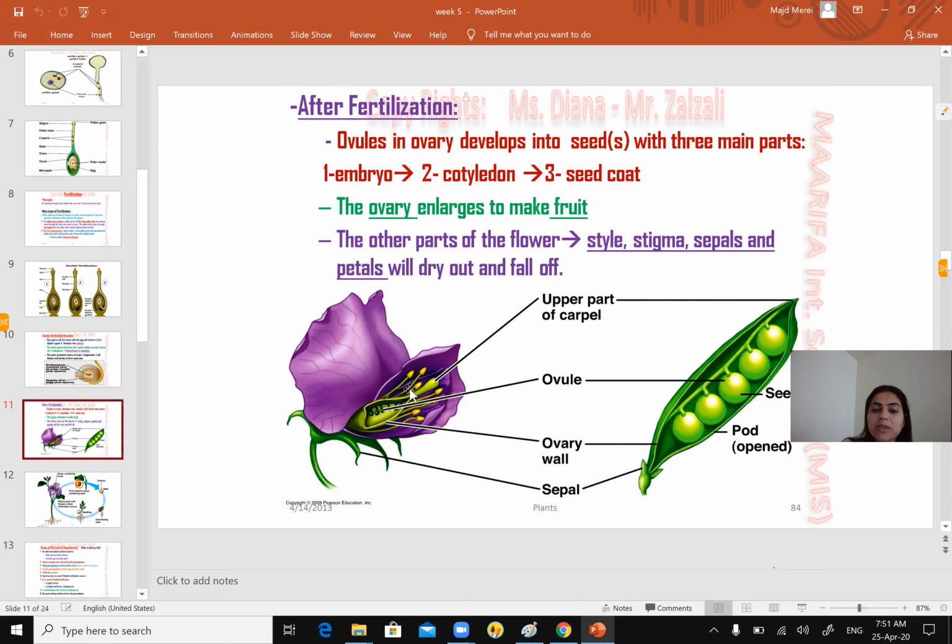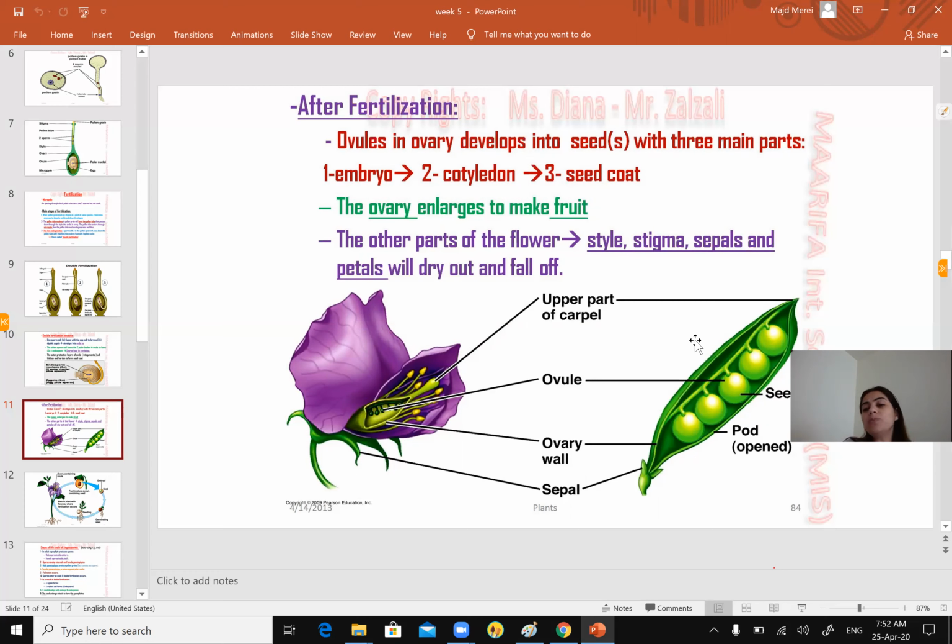Now, we said that in angiosperms, seeds are protected within fruits. So the outer part actually is the fruit. And don't forget, yes, they are peas, but as you learned before, since they have seeds, they are fruits and not vegetables. This fruit is made up from what? From the ovary. So the ovary enlarged, forming the fruit. And the ovules inside the ovary will form different seeds.